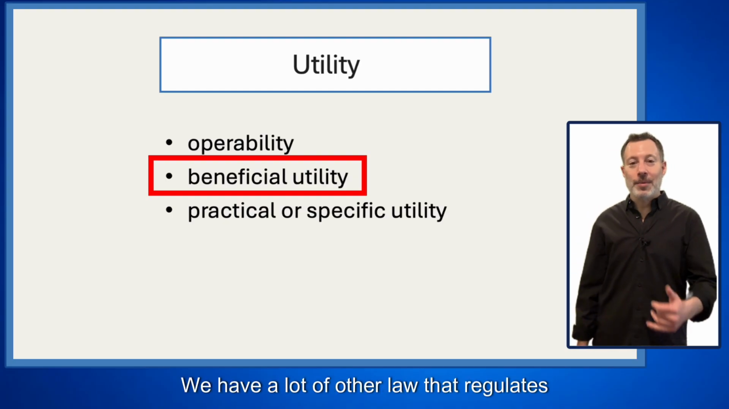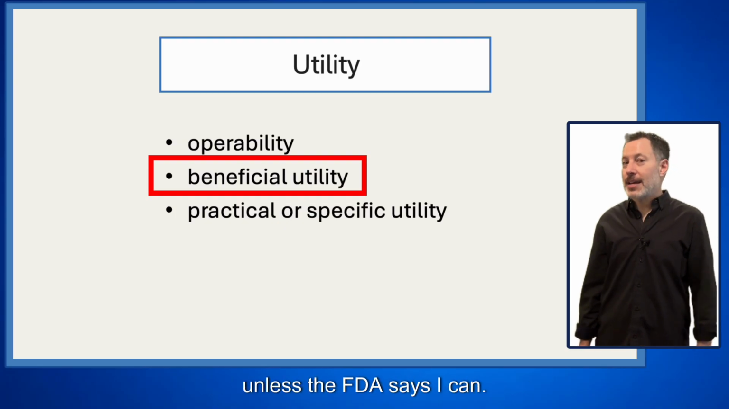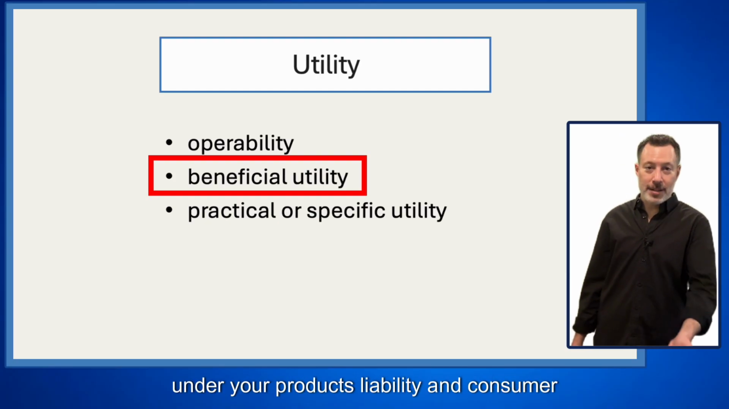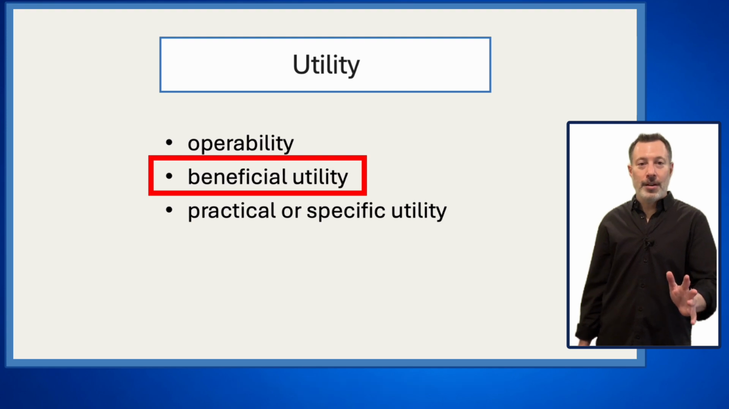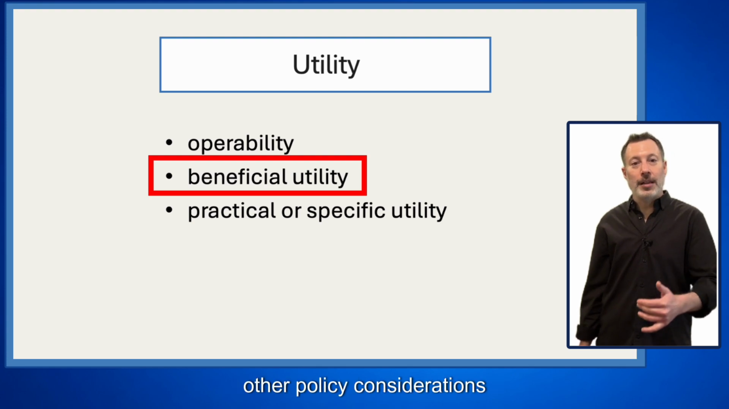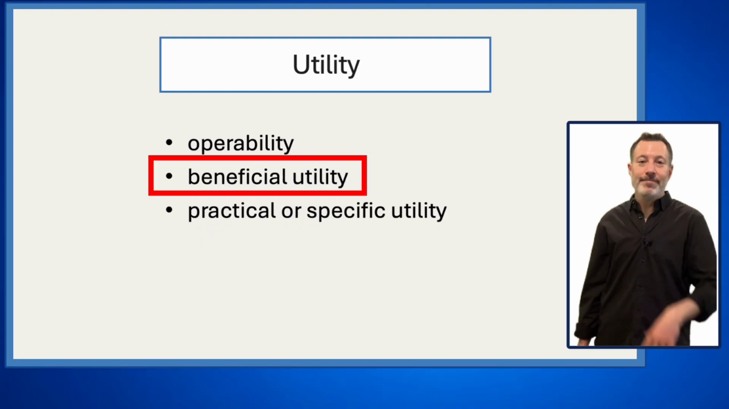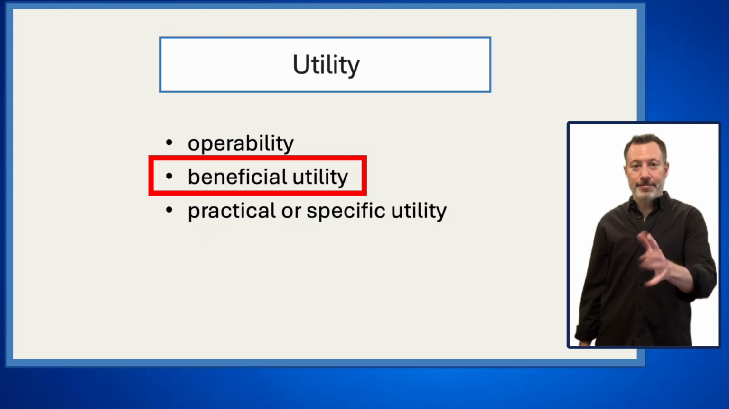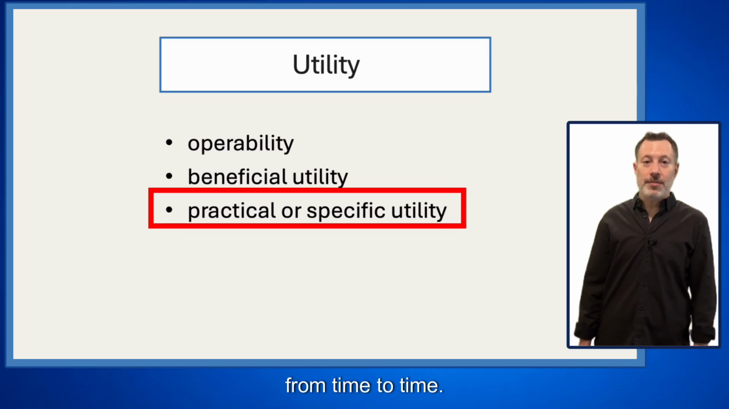We've abandoned it. We have a lot of other law that regulates inventions. If I invent a drug, I can't sell it to you unless the FDA says I can. If I invent some other tool, it'll fall under products liability and consumer protection. And we've got plenty of other law that builds in other policy considerations beyond, is it new and unobvious? Patent law says, fine, let those guys do that stuff. We'll stay in our lane. So we don't really do this one anymore. The third one, though, is the one we do see from time to time.